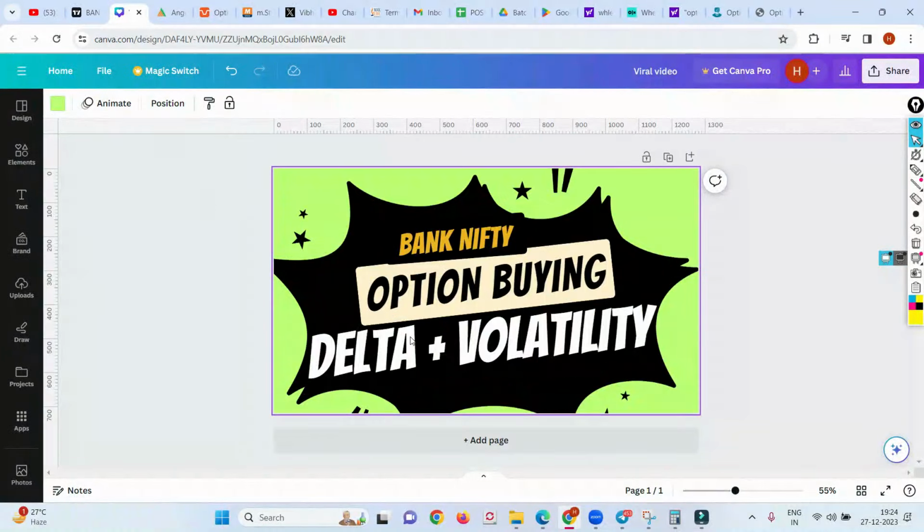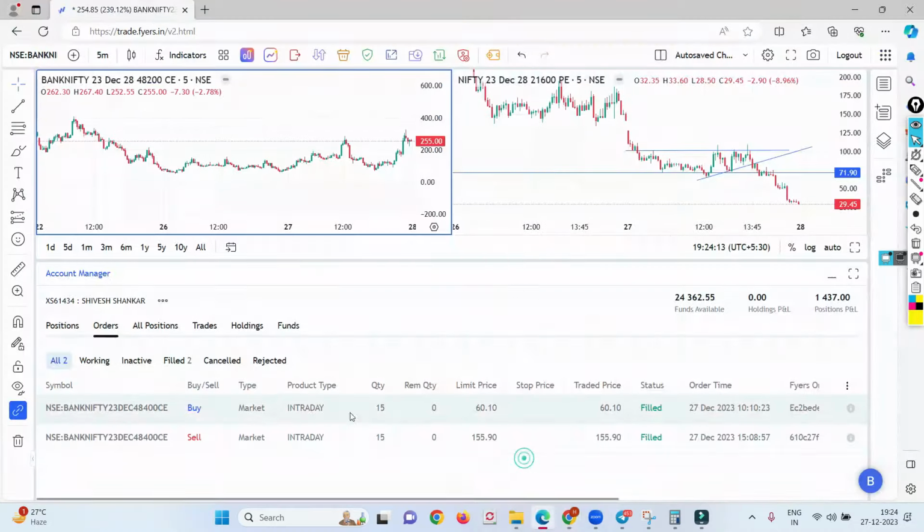Okay, let me take you back to my trade. So this is the real trade, guys. Today I bought 48,400 at 10:10 a.m., and then I exited the same trade at almost the close of the market, 3:08 p.m. Just try to understand the trade logic. So this is an intraday trade. I bought it for 60 rupees, guys.